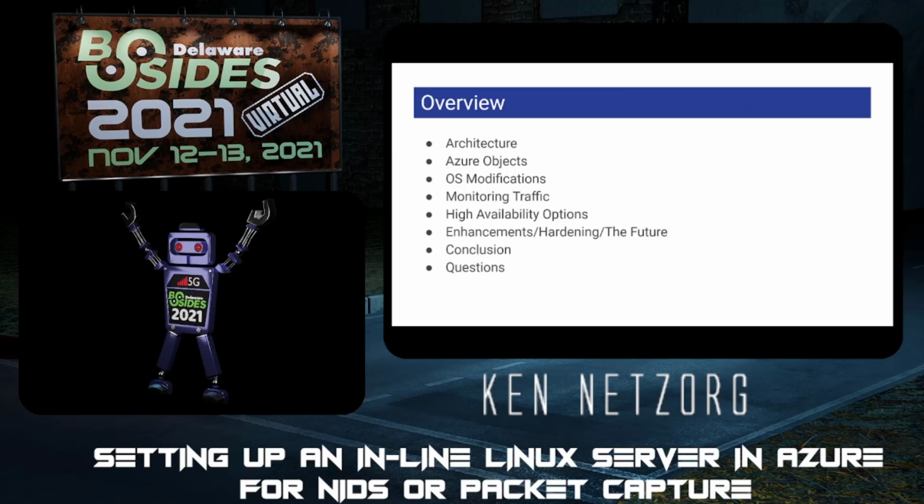So an overview of what we plan to tackle today. I'll run through the architecture, we'll look at the Azure objects that get implemented in order to make this work, and some OS modifications. Following that, we'll look at monitoring traffic, what the options are, both from Suricata, Zeek, which was formerly known as Bro, and just straight tcpdump. Then some high availability options, with the following enhancements, hardening, and future options for the configuration. Finishing off with some conclusions and questions.